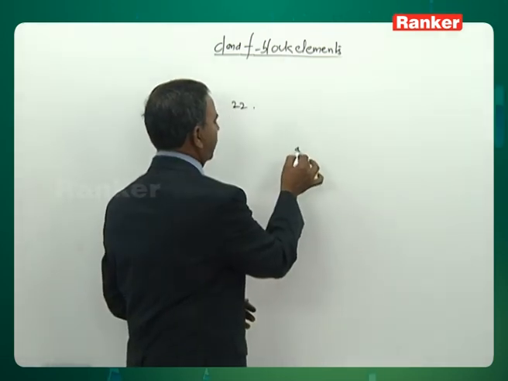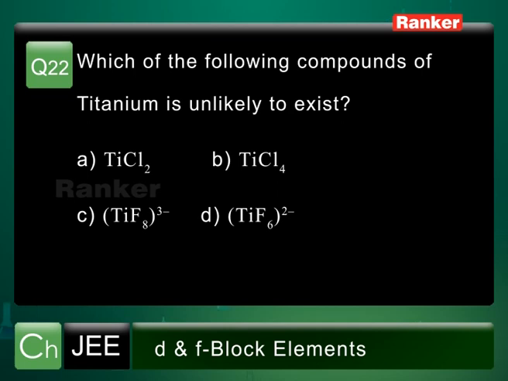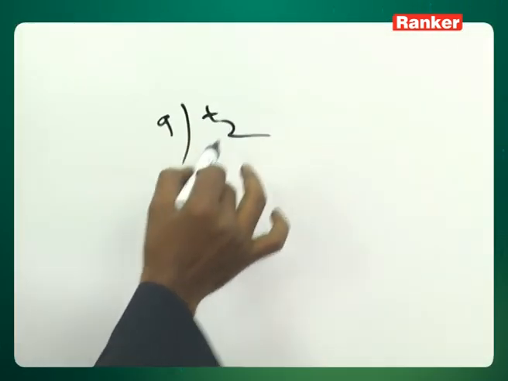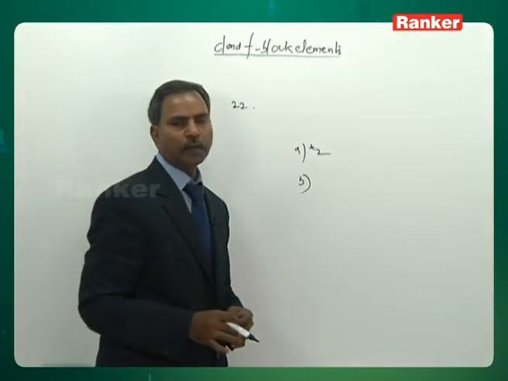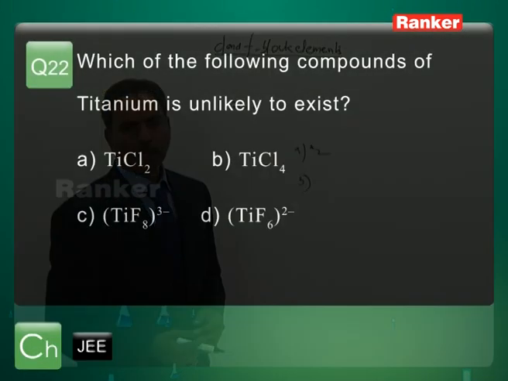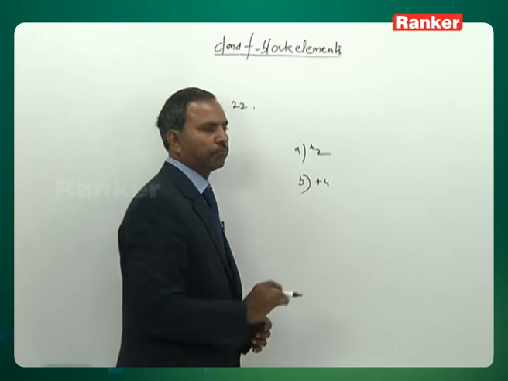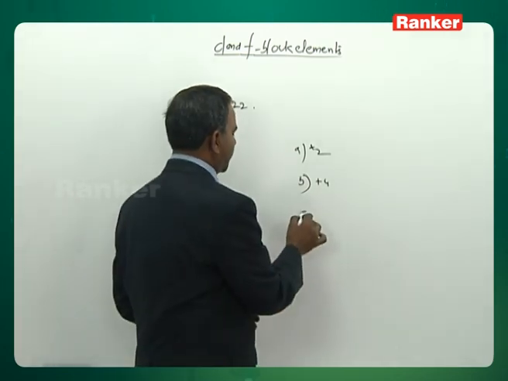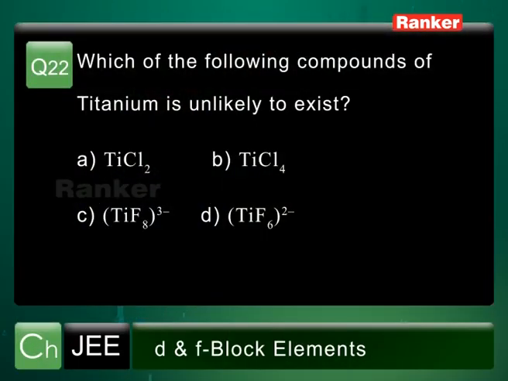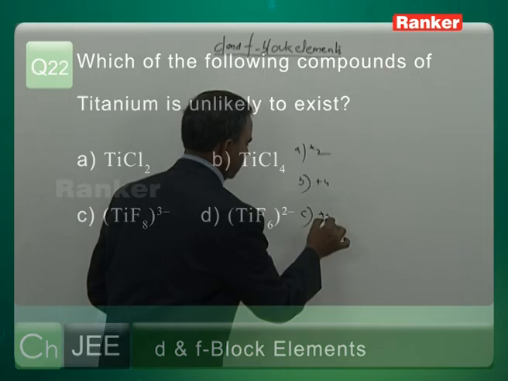Coming to option A, simply given TiCl2, yes, it is plus 2 oxidation number, exists. Coming to option B, TiCl4 is given, yes, plus 4, existing. Coming to option C, it is TiF8 minus 3. Inside this bracket you are looking at 8 negative charges, minus 3. Therefore, titanium comes to be plus 5 oxidation number.